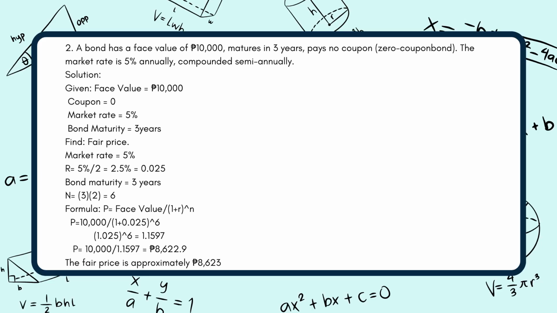We need to find the fair price. Since the problem says compounded semi-annually, market rate is equal to 5%. Therefore, R is equal to 5% divided by 2, which is equal to 2.5% or 0.025. For the formula, P is equal to face value divided by (1 plus R) to the power of n. P is equal to 10,000 divided by (1 plus 0.025) to the power of 6. 1.025 to the power of 6 is 1.1597. P is equal to 10,000 divided by 1.1597, which is equal to 8,622.9 pesos.